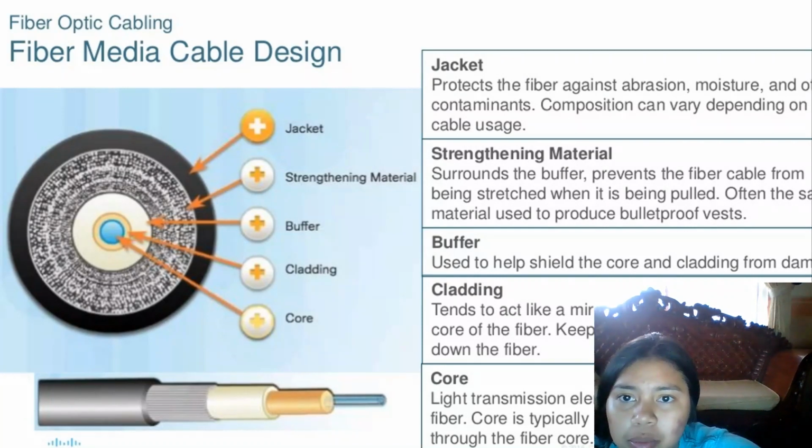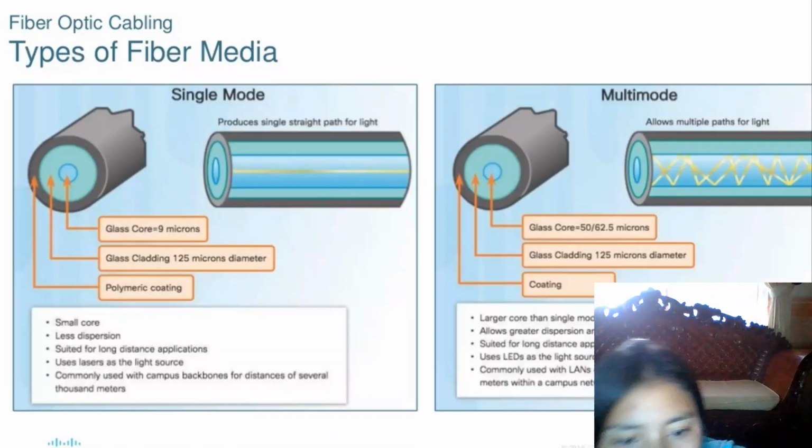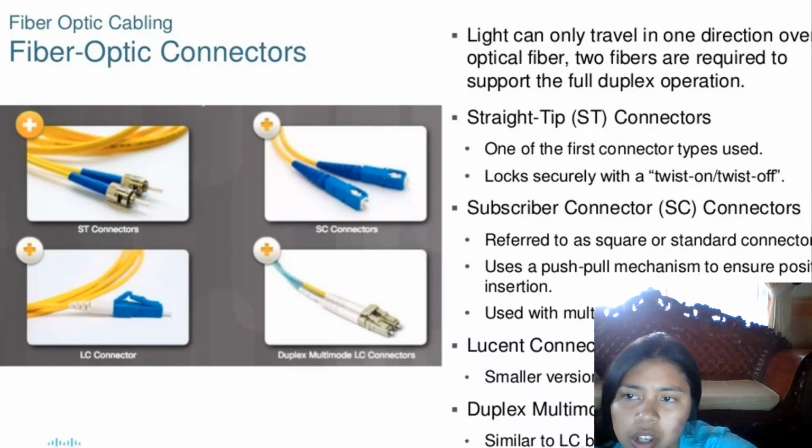Fiber media cable design: the jacket, strengthening material, buffer, cladding, and core. The types of fiber media are single-mode and multimode. Fiber optic connectors are the ST connectors, SC connectors, LC connectors, and the duplex multimode LC connectors.